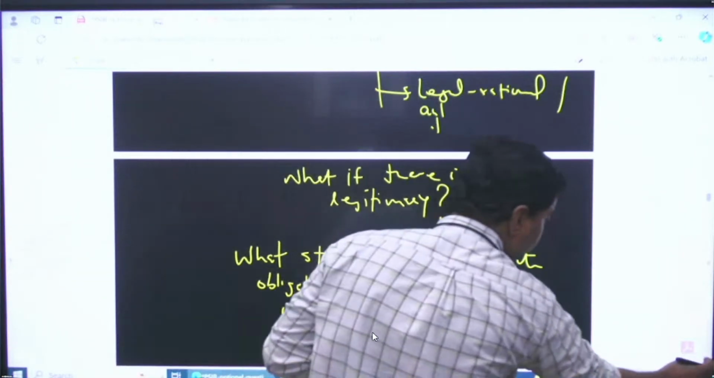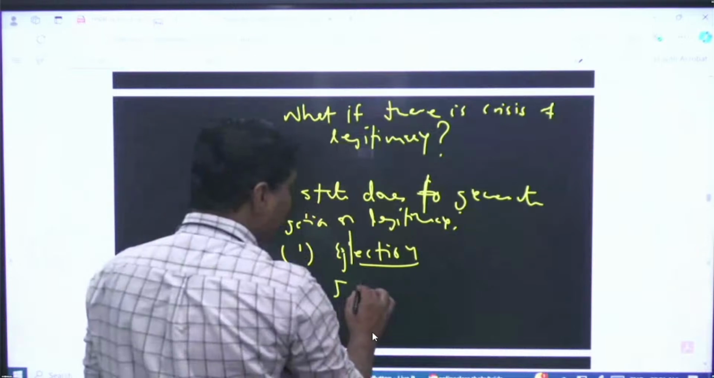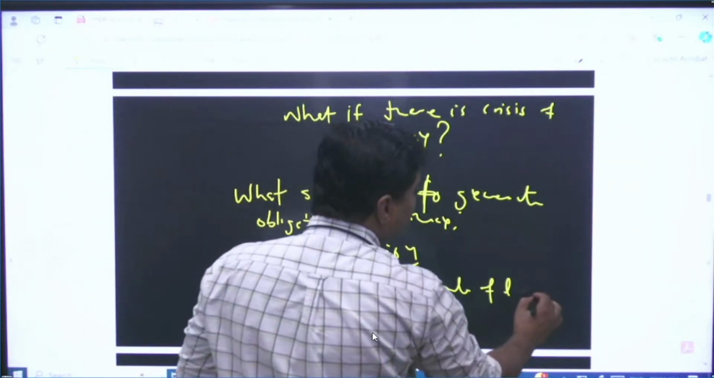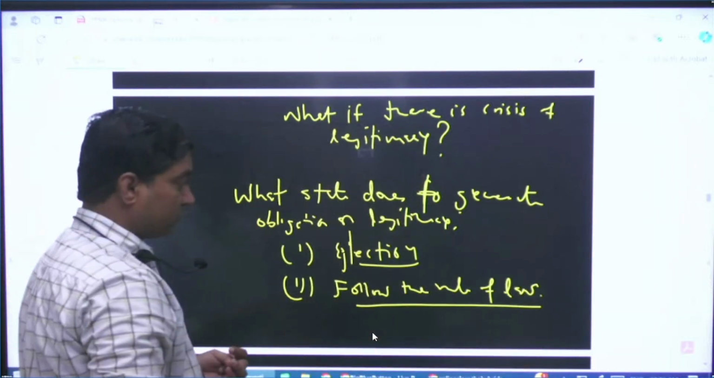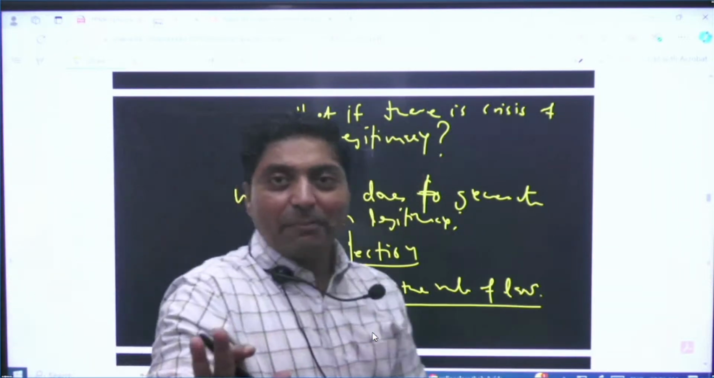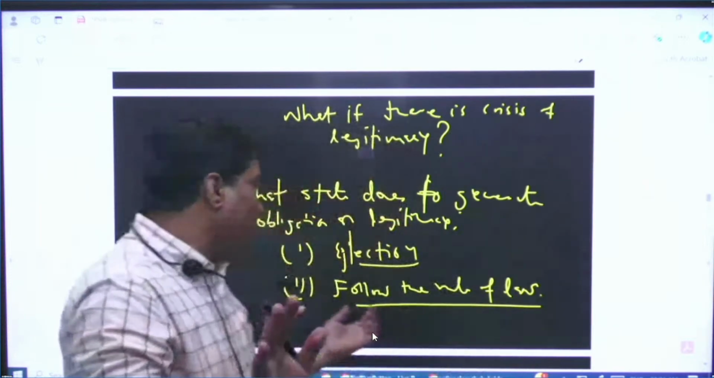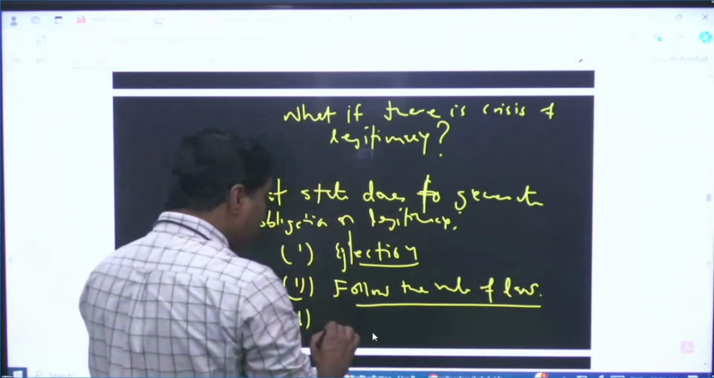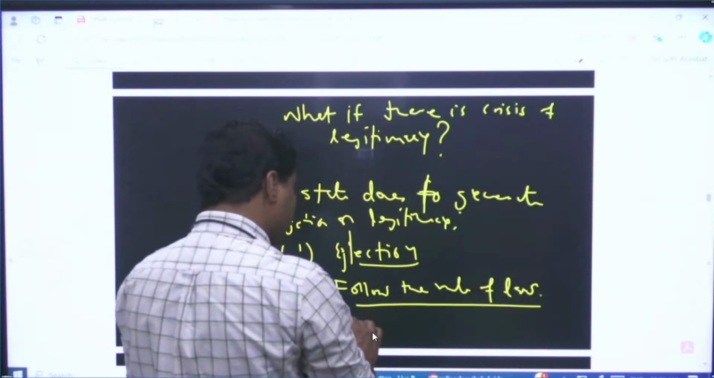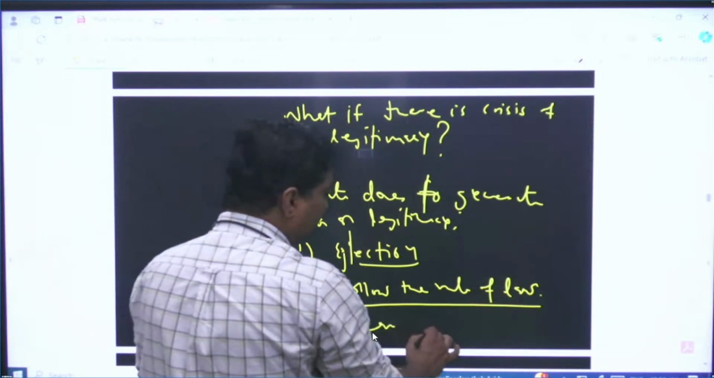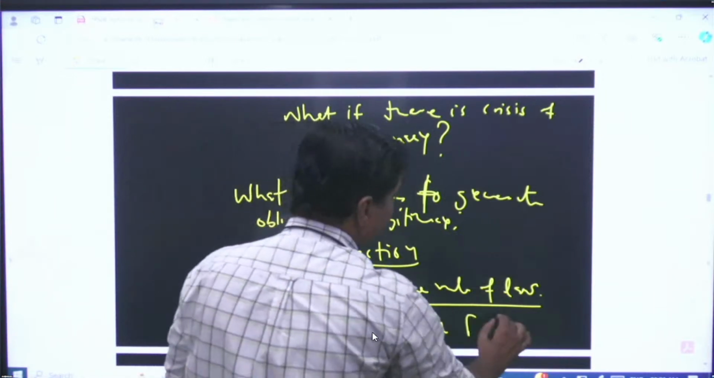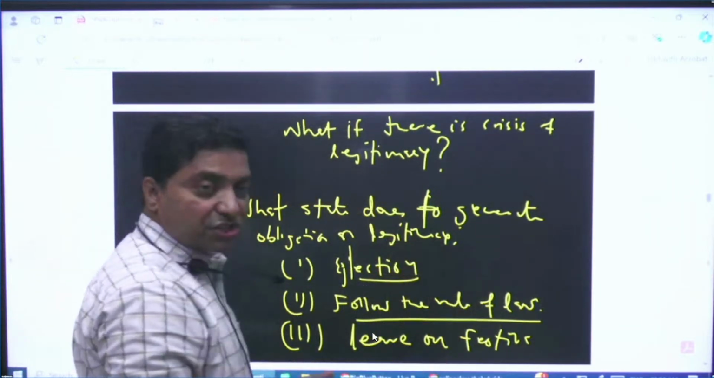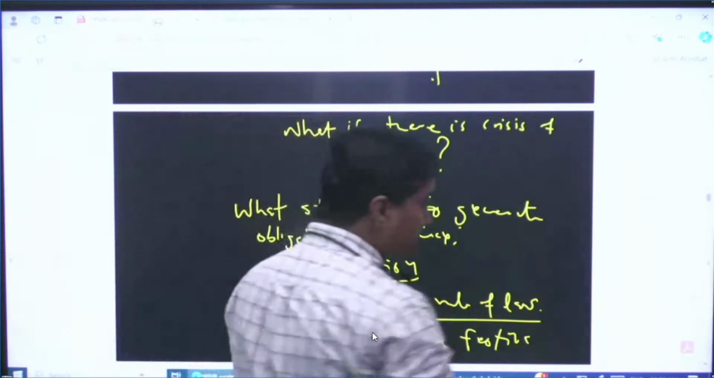Then, follow the rule of law. Now, every leader follows the rule of law, right? The law may be whatever is made by the state, but every modern state follows the rule of law. The third is to greet people live on festivals, and wish the people on festivals. This is also to earn legitimacy, right?